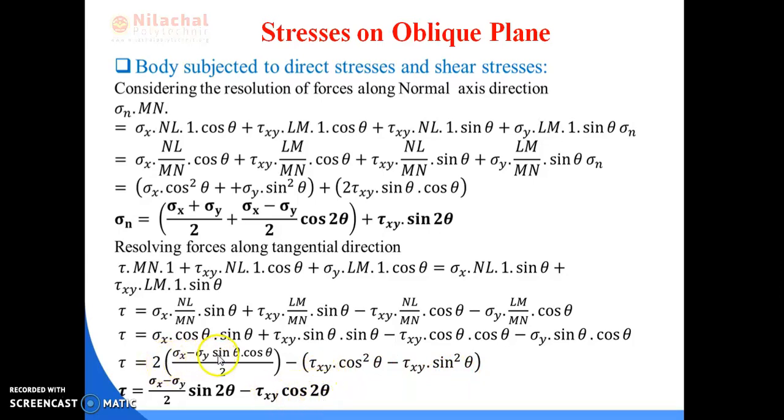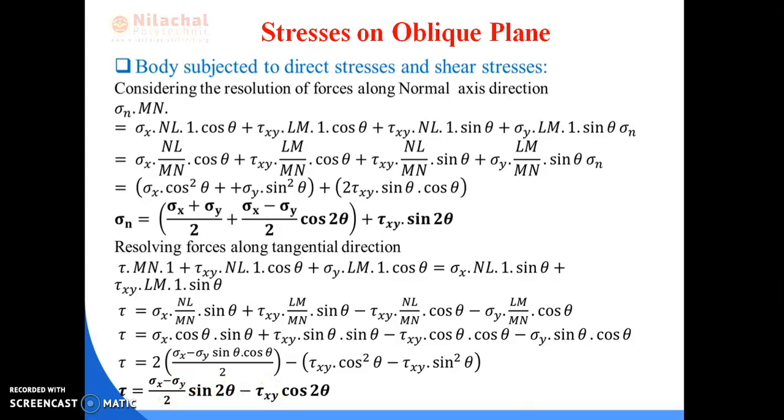Now multiplying by 2 and dividing by 2, we get sigma x minus sigma y by 2 times 2 sin theta cos theta, which is sin 2 theta, minus tau xy times cos square theta minus sin square theta as cos 2 theta. In this way, finally we get sigma x minus sigma y by 2 sin 2 theta minus tau xy cos 2 theta.